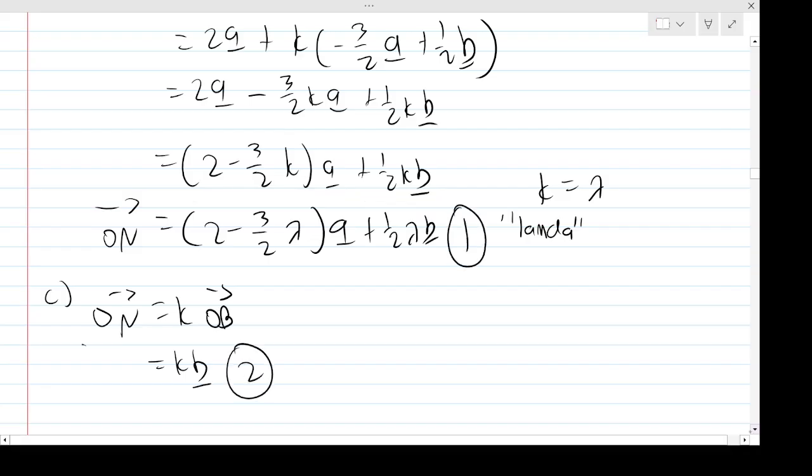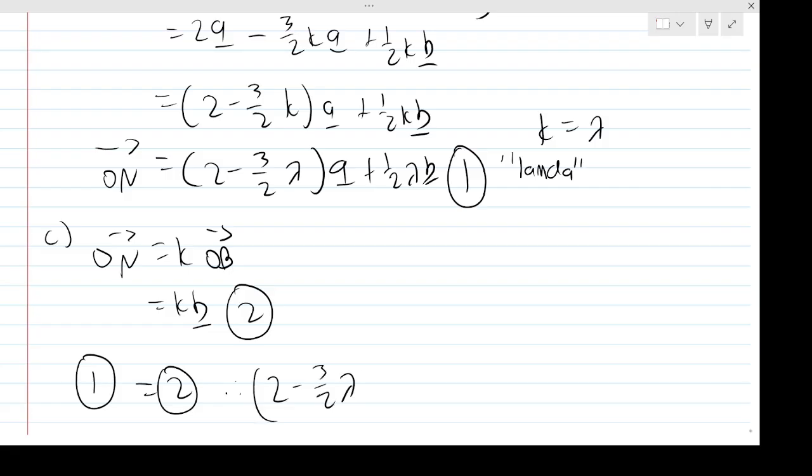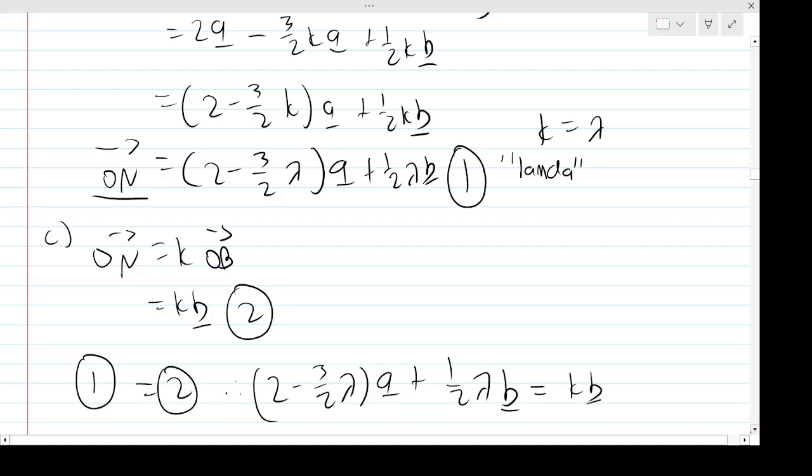But because it's the same vector ON, these two expressions have to be equal, right? So if the first one equals the second one because it's the same vector, then we can say that 2 minus 3 half lambda lots of A add a half lambda B is going to be K lots of B, right? So hopefully you can see that. I equated the first expression with the second one because it's the same vector ON, right? They have to be the same.